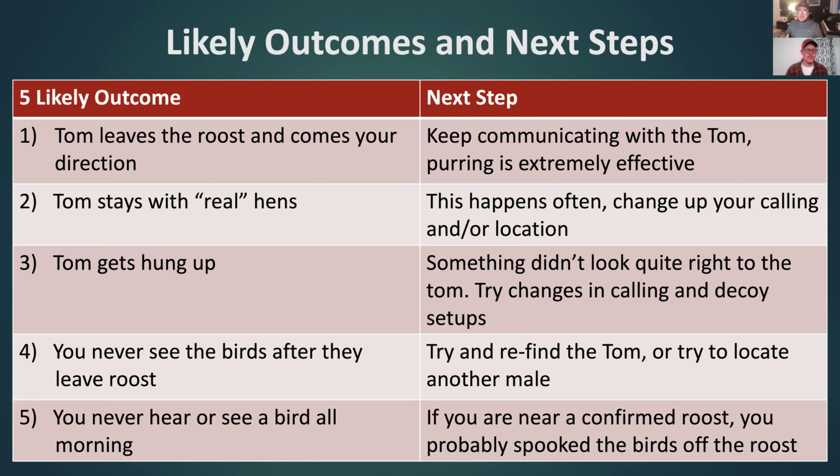The tom can leave and he can come your way. He flies down off the roost and he actually is interested in you. And that's when I'm going to keep doing what I'm doing. If whatever I'm doing is working, I'm usually going to stick with it. I'm not going to throw a curveball and try something different. If he's coming in and I'm talking to him a certain way and he's interrupting my yelp sequence with a gobble every time, I'm just going to keep doing that same thing. Now, if he stops gobbling for whatever reason or he hangs up, that's when I might try, okay, let's do a little purring, a little cutting, a little clucking, try to change it up. But again, if it's working, stick with that call sequence that works for you.